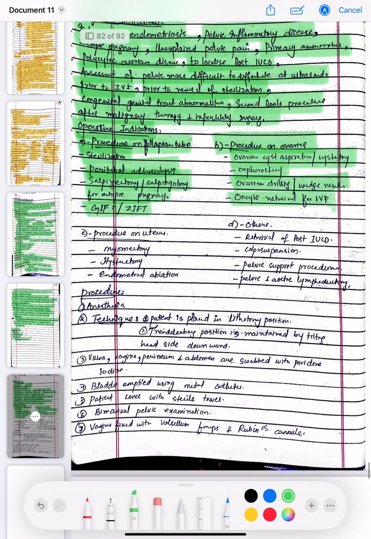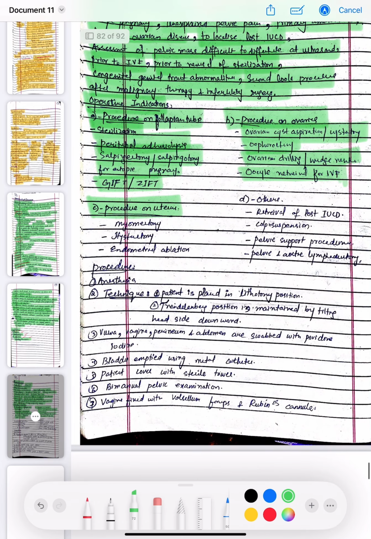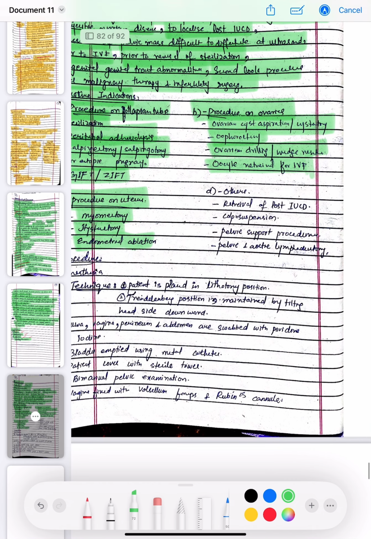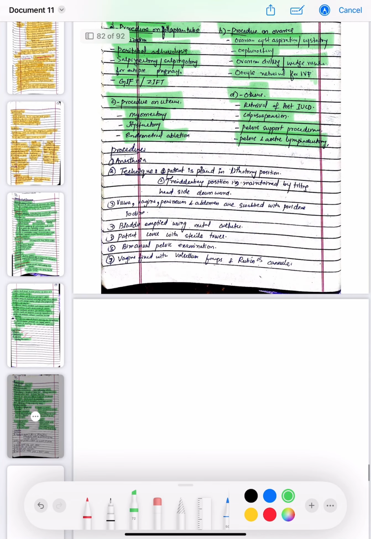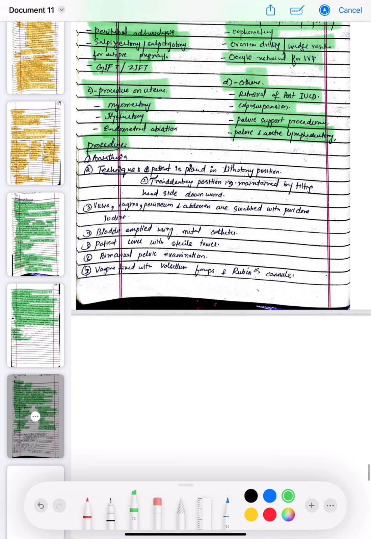Now the procedure on the uterus is done for myomectomy, hysterectomy, and endometrial ablation, and the other indications are retrieval of the lost IUCD, colposuspension and pelvic support procedures, and pelvic and aortic lymphadenectomy. Okay, so this is the laparoscopy, and the procedure of laparoscopy is that anesthesia is given.